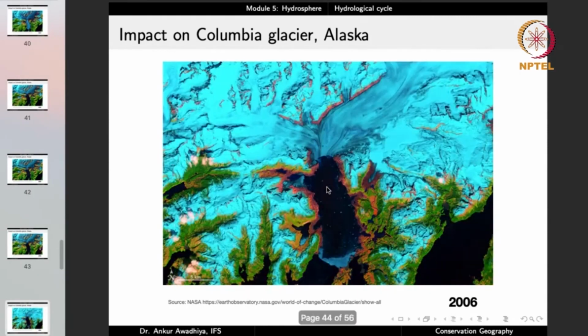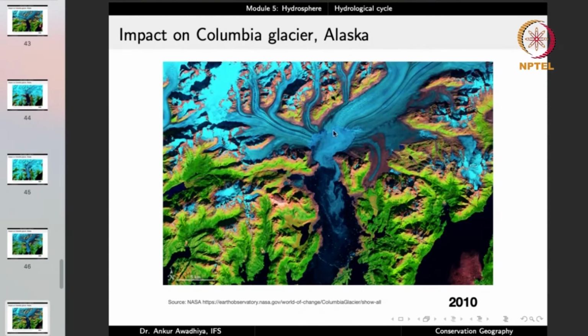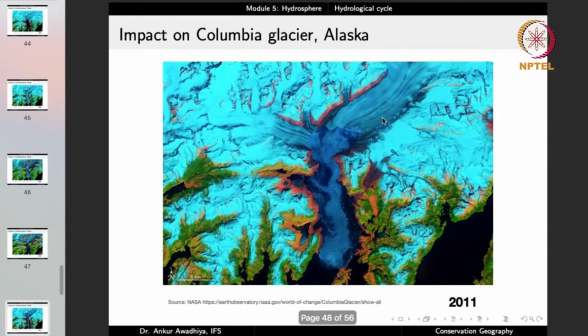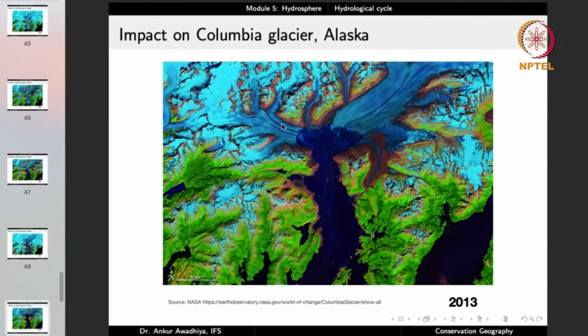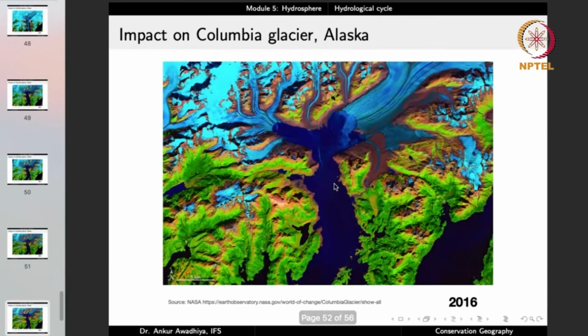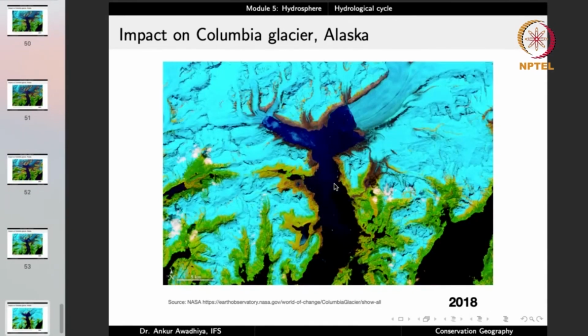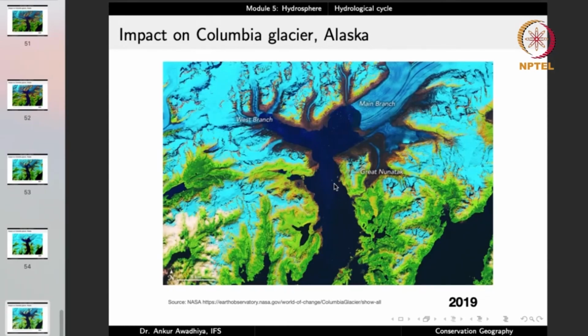2004, 5, 6, 8, 9. Now both of these branches are getting eaten up. 2010, 11, 13. Now in 2013 you find that both of these branches are no longer connected. They have melted away. 14, 15, and 16. This is the kind of impact that we are having on the system. 2018, 2019. So this is the rate at which we are losing the glaciers. This is the rate at which we are impacting the hydrological cycle.